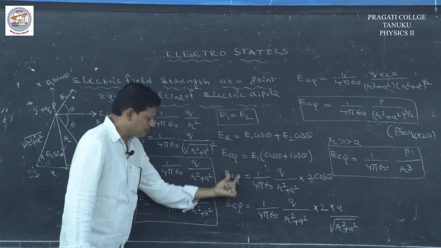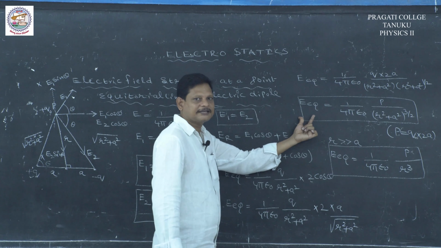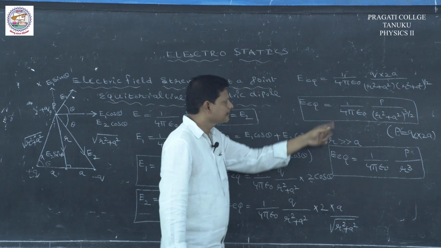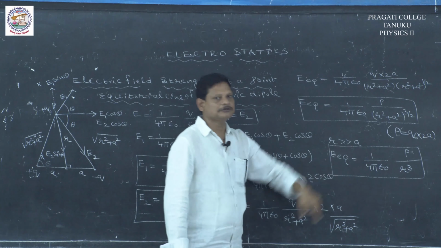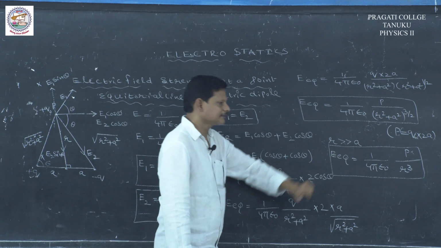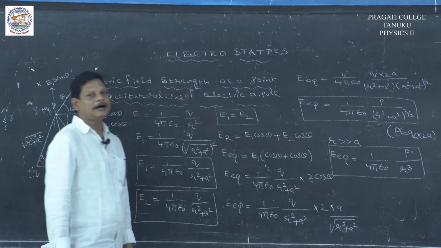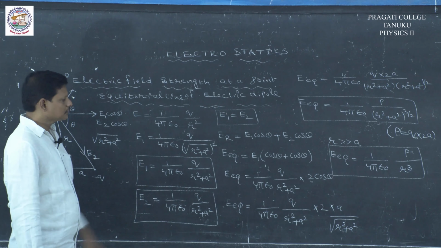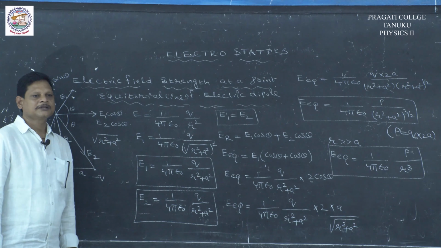So by substituting we get the expression for the electric field strength on the equatorial line: 1 by 4 pi epsilon naught, P by (r square plus a square) whole power 3 by 2. If r is greater than a, E equatorial is equal to 1 by 4 pi epsilon naught, P by r cube. So that is the expression for electric field strength on the equatorial line.